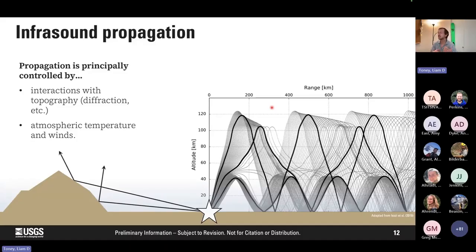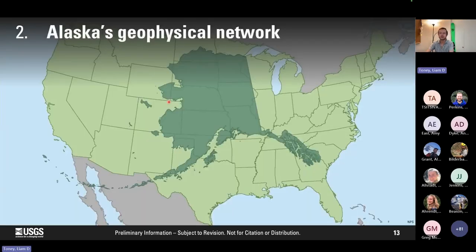And we can get stuff like seasonal variations in detection capability, depending on where your source of interest is relative to where your array is. So that's a little bit of background on seismology and infrasound, and that will be important because those two technologies play a major role in the analysis I'll talk about with this Denali landslide.